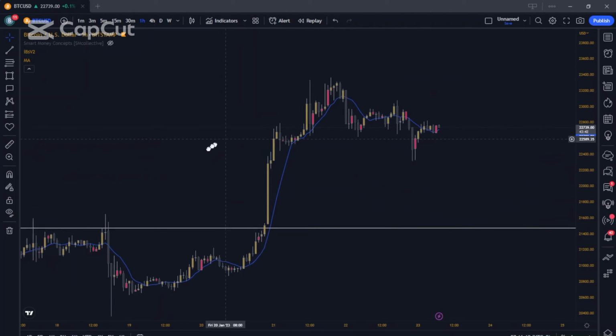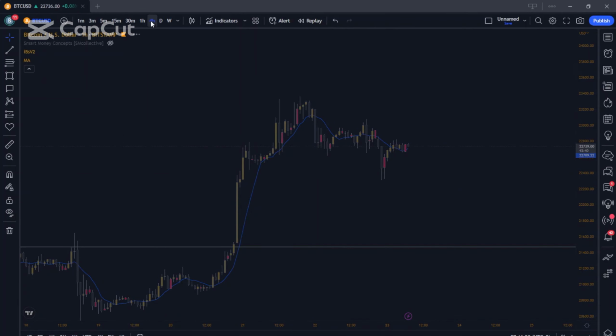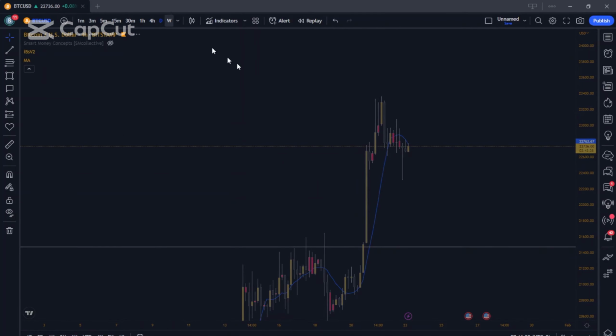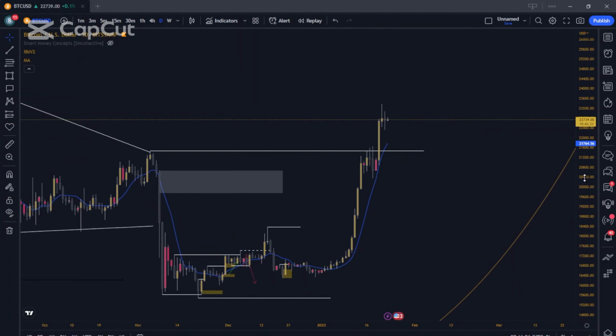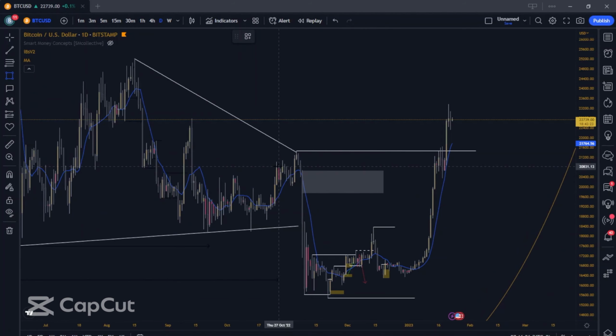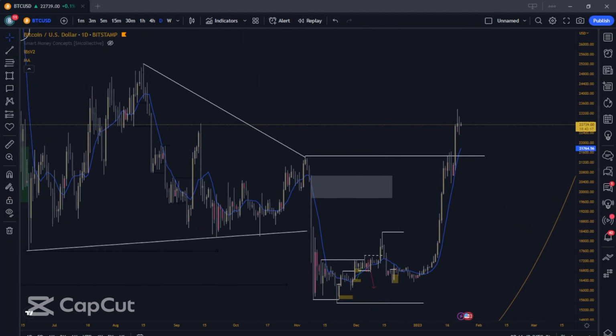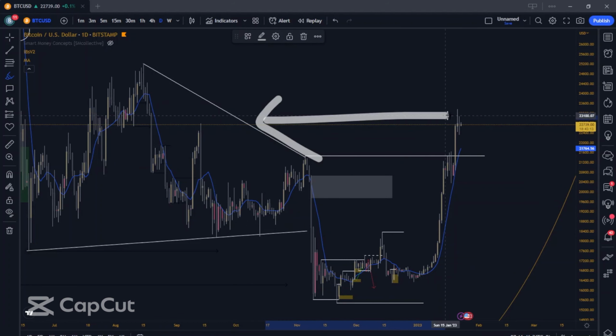Bitcoin. What's Bitcoin doing? Let's move on to the 4 hour, move on to the daily. The crypto definitely works better with higher time frames. We won't use the indicators because we just want to see what it's actually doing. It's taken out this liquidity sitting here. See this liquidity sitting to the left? It's taken all of that out.